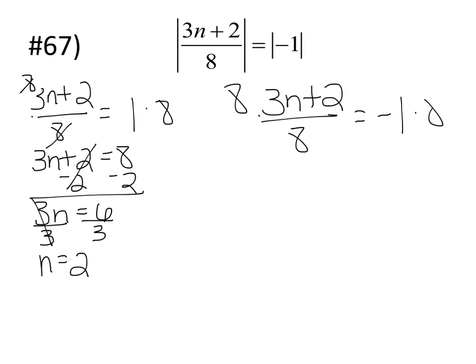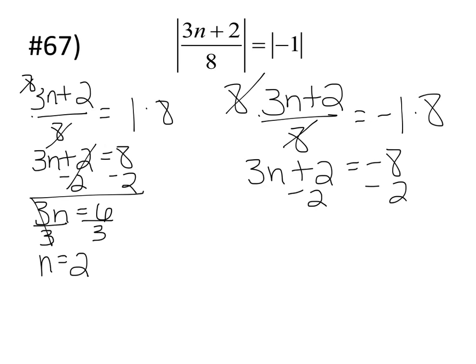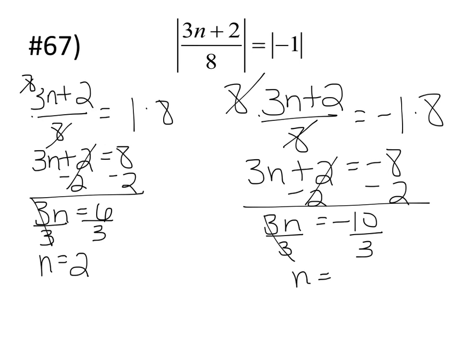Same situation over here. Clear that fraction by multiplying by 8. So you get 3n plus 2 is equal to negative 8. Subtract 2 from both sides, you get 3n is equal to negative 10. Divide by 3, and you get n is equal to negative 10 thirds.